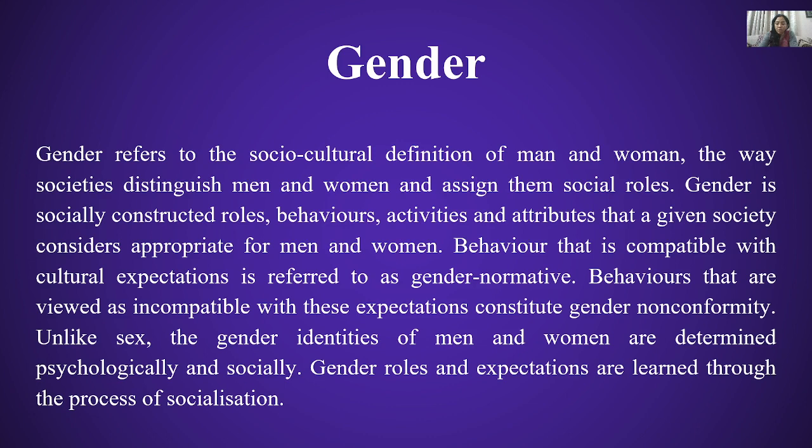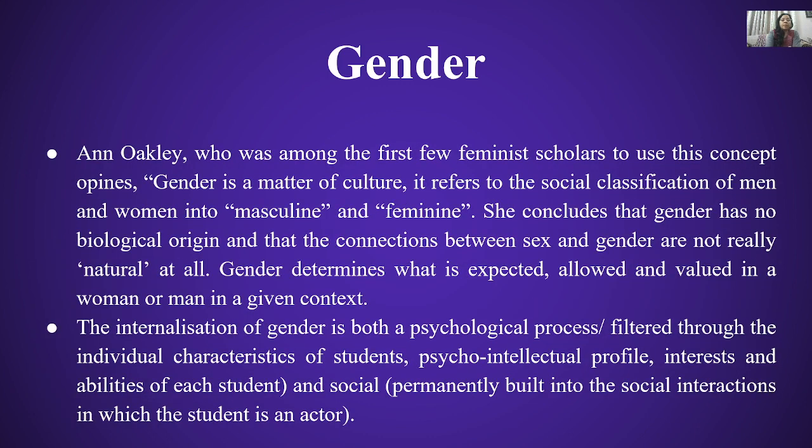We all have knowledge about the term socialization. Then, Anne Oakley, who was among the first few feminist scholars to use this concept, opines: gender is a matter of culture. It refers to the social classification of men and women into masculine and feminine. That is, it is the concept of gender which has turned man into masculine character and woman into feminine character. She concludes that gender has no biological origin, as we have already said, and that the connections between sex and gender are not really natural at all. It has been superimposed over man and women to behave like masculine and feminine characters.